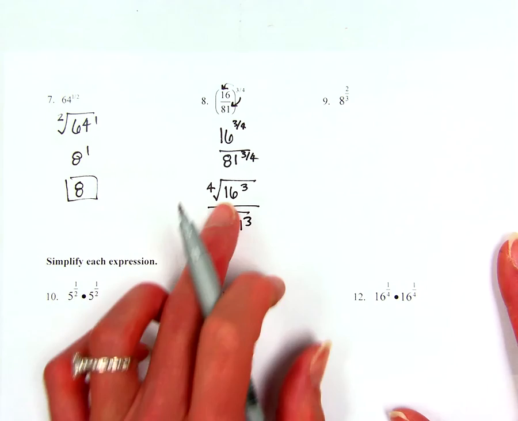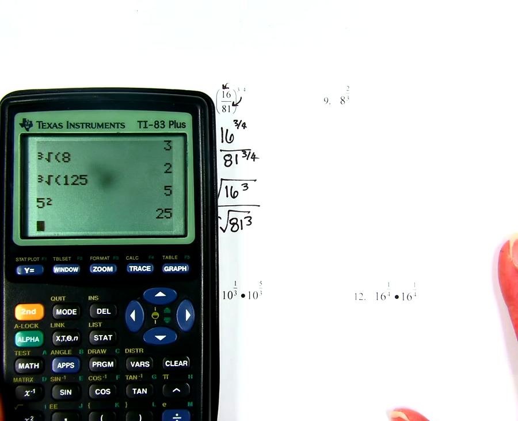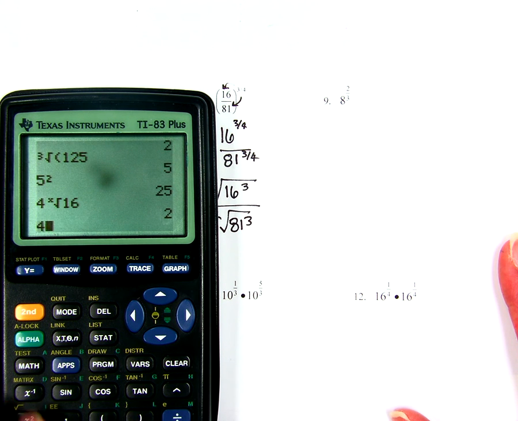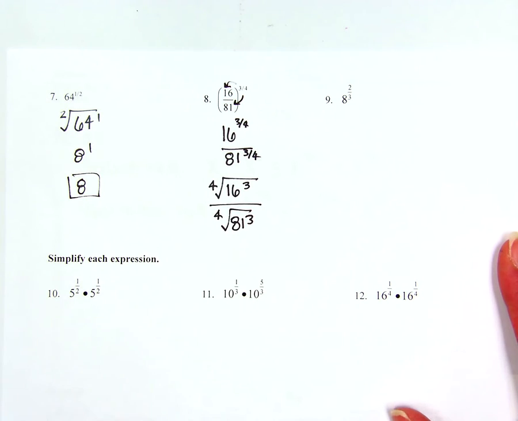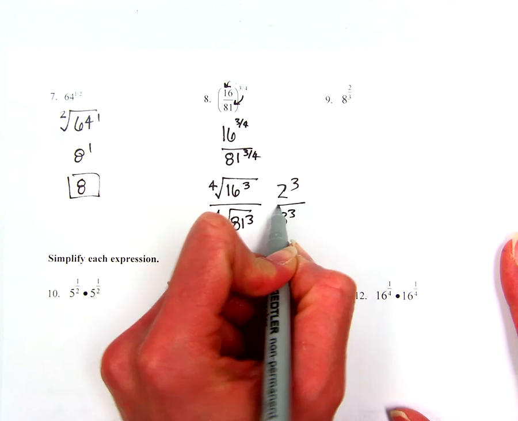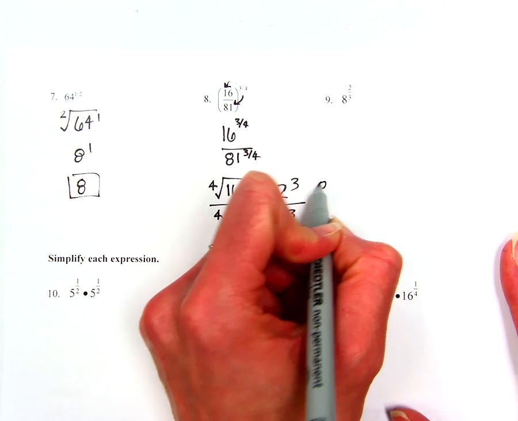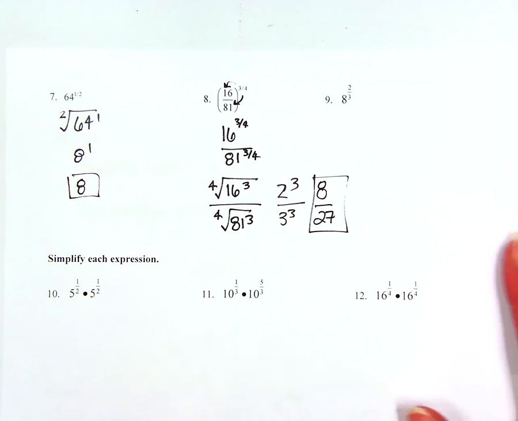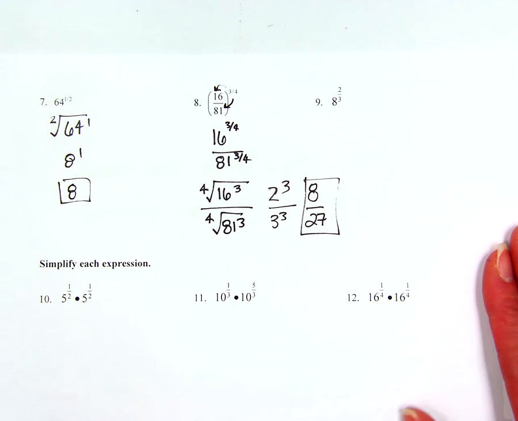So figure out what's the 4th root of 16. If you don't know it, use your calculator. All right, so that's going to give us 2 and 3. So it's 2 to the 3rd and 3 to the 3rd. Which we know 2 to the 3rd is 8, and 3 to the 3rd is 27. And that does not simplify, because you can't divide 8 and 27 by the same number.